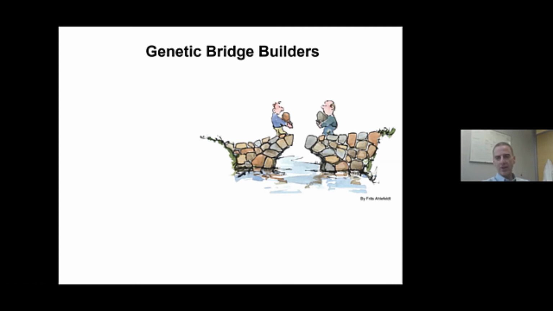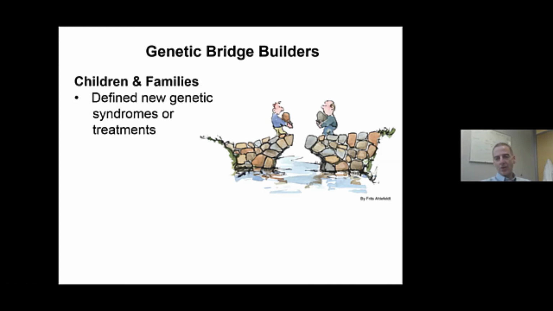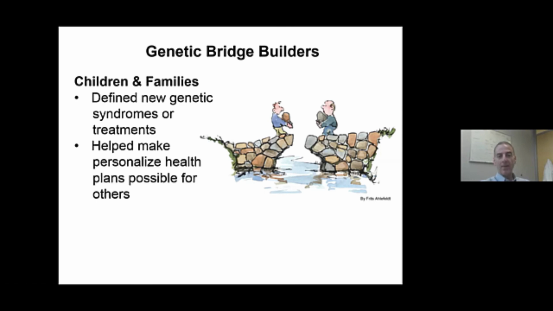And I'm going to share 3 examples, but they show us not only how children and families can help us define new genetic syndromes and new treatments, but it also helps us to see how knowing what a child has or knowing the cause of the developmental delay, intellectual disability, or autism can help us make personal health plans possible.